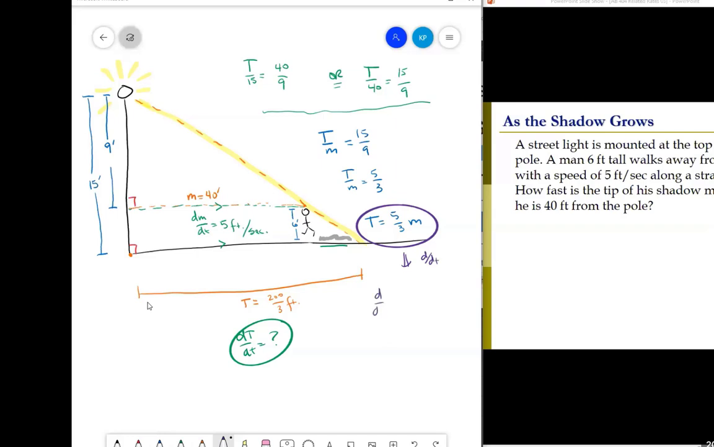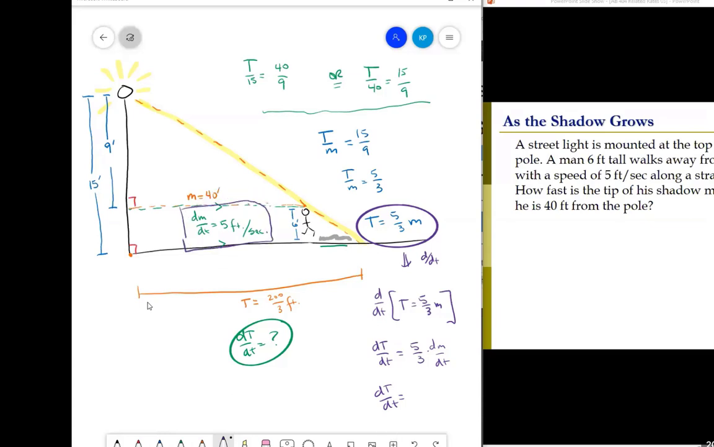So we're going to say T equals 5/3 m, which means dT/dt, where little t is time, is equal to 5/3, and the derivative of m is 1, but because the variables don't match, I have to write d/dt of m, or dm/dt. So the only thing we actually have to do is substitute in dm/dt, which we said is right here, 5 feet per second.